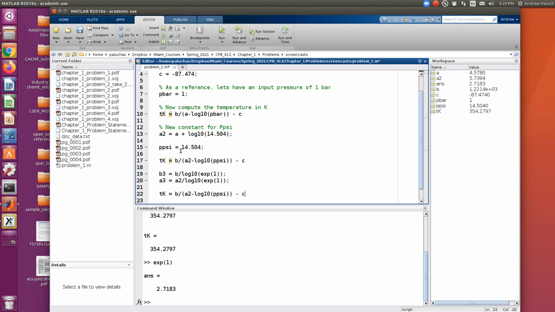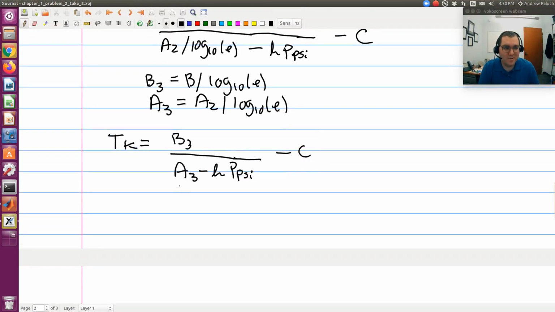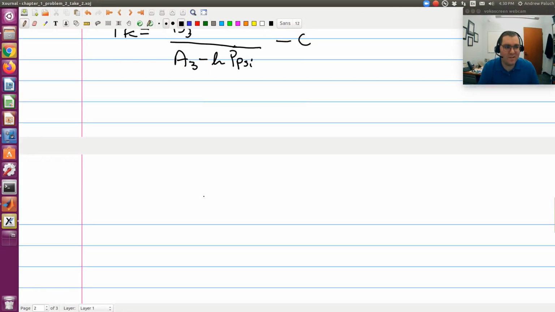Now my check is, I'm going to copy this equation. I want to keep my input in psi, this 14.504. Then I'm going to use b3, a3, and instead of using log base 10, natural log. I want to confirm that with natural log of p in psi, along with these new constants b3 and a3, I'm still getting the same temperature when my input is 14.504 psi or 1 bar. Running, good. I'm still getting the same value. Good, I'm still good. All right, so that's the first part.